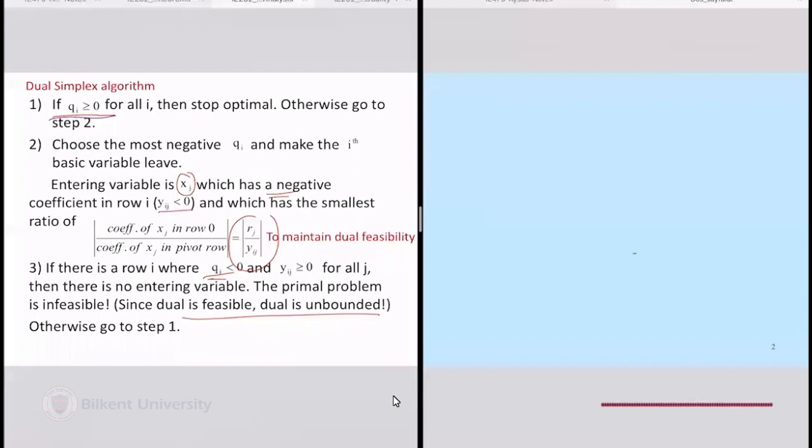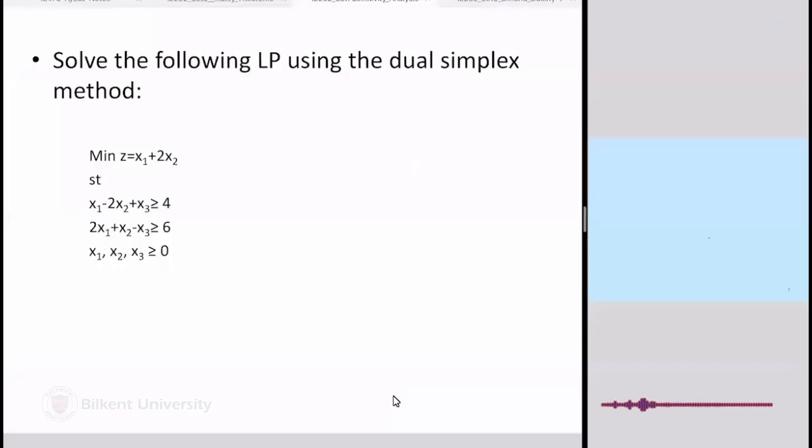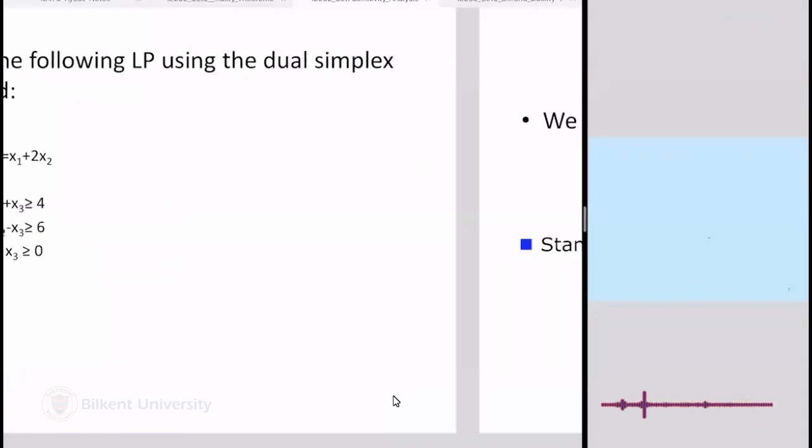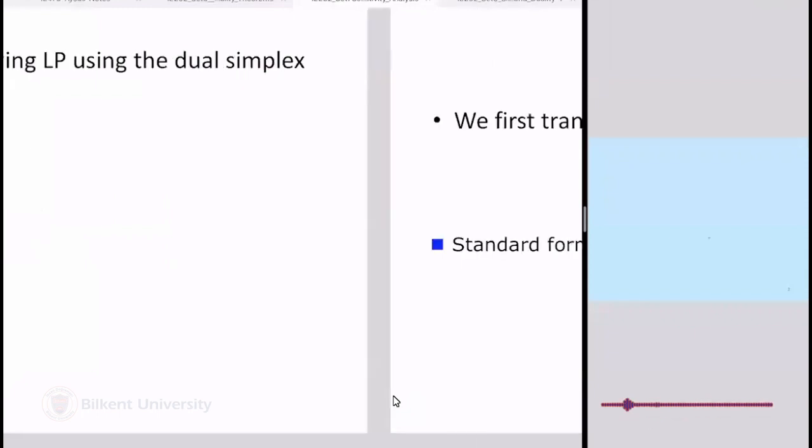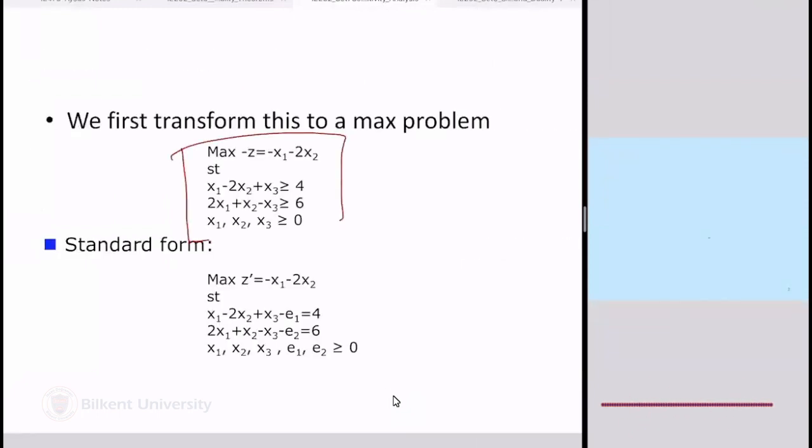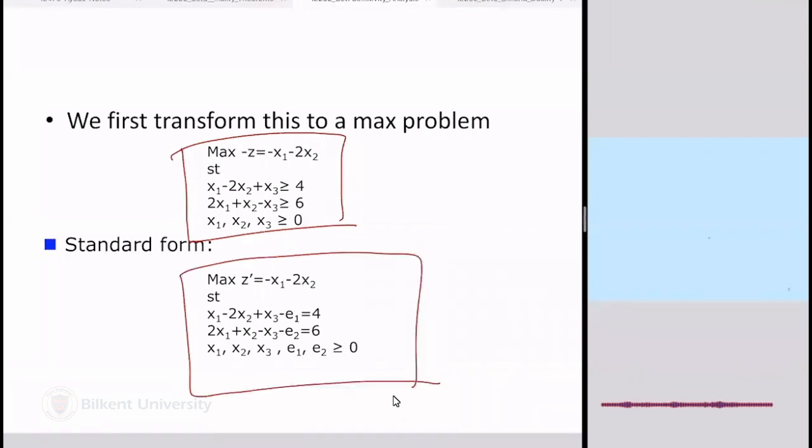Example. Suppose this is the problem. Okay, minimize z subject to these two conditions. Well, when you convert it to a max problem, then convert it to the standard form, right? Because these are all non-negative, greater than or equal to constraints, I need two excess variables to convert it to standard form max problem.